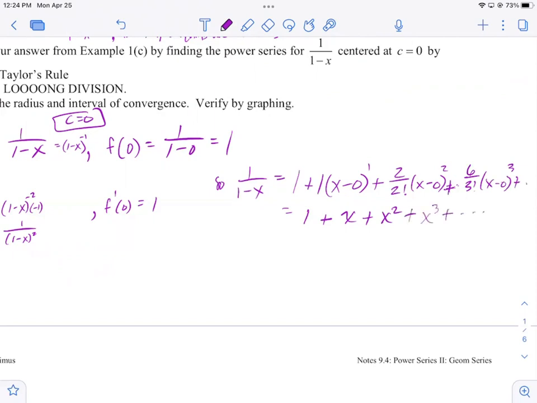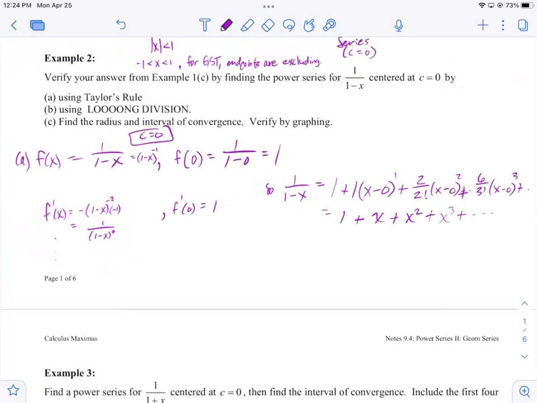And now you could pick up easily on the intrinsic pattern, yes? So if you needed to generate more terms, you're like, okay. So that's one way to verify it. Let's verify it using part B.